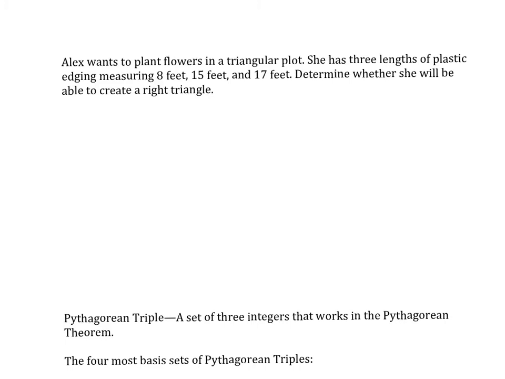We can also use this to help us solve word problems. So if Alex wants to plant flowers in a triangular plot, she has 3 lengths of plastic edging, and they measure 8 feet, 15 feet, and 17 feet. We're going to try and determine whether she will be able to create a right triangle for her flowers to be planted in. So let me just draw a diagram right here really quick. We would have 8 feet, 15 feet, and then 17 feet would be our hypotenuse. And we'll see, does that make a right triangle?